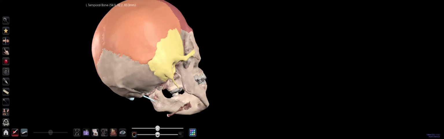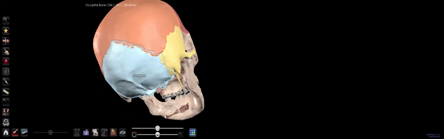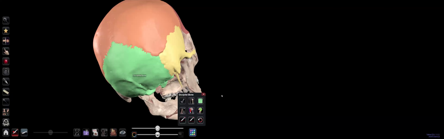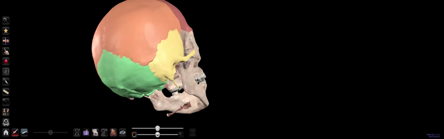But the occipital bone, here's the occipital bone. There you can see the external occipital protuberance, the EOP, that bump. If you slide your hand towards the back of your head, you feel that bump. That's your EOP. Your occipital bone, let's go with a green color. So the occipital bone is going to be green.